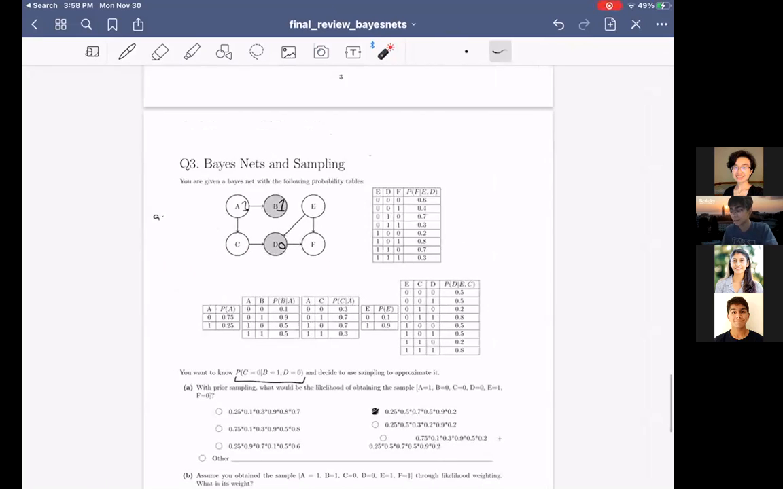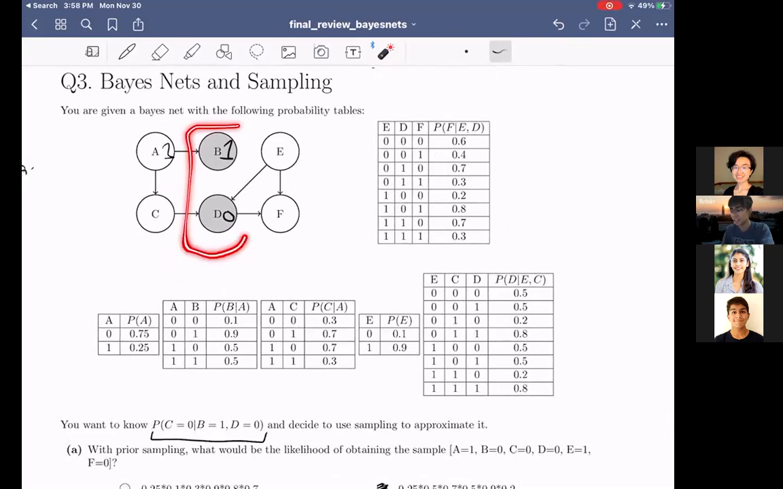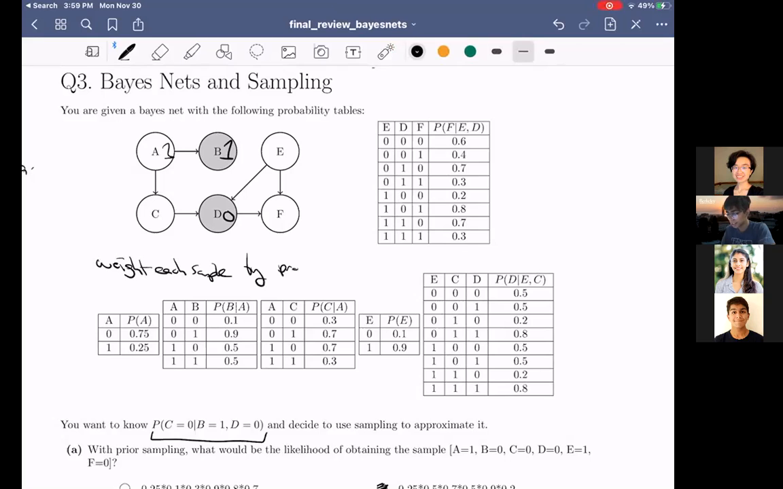But since we're not actually sampling these evidence variables B and D, we know that some samples are going to be more likely than others. The way that we compensate for that is we give each sample a weight. In particular, weight each sample by the probability of evidence. Earlier you didn't account for the probability of evidence. Now you'll weight each sample by the probability of B equals 1 given what you ended up sampling for the other things, and D equals 0 given what you ended up sampling for the other things.